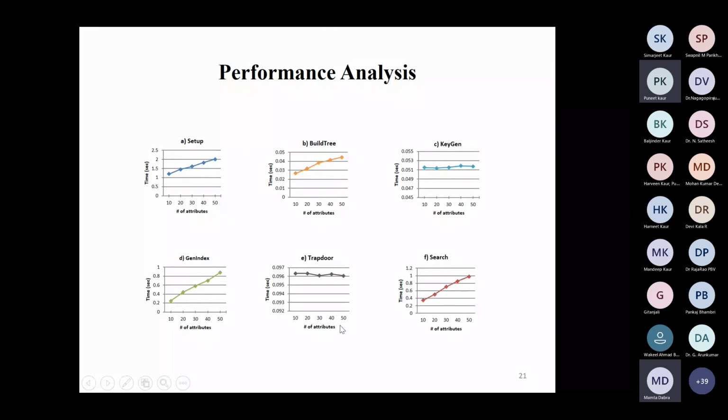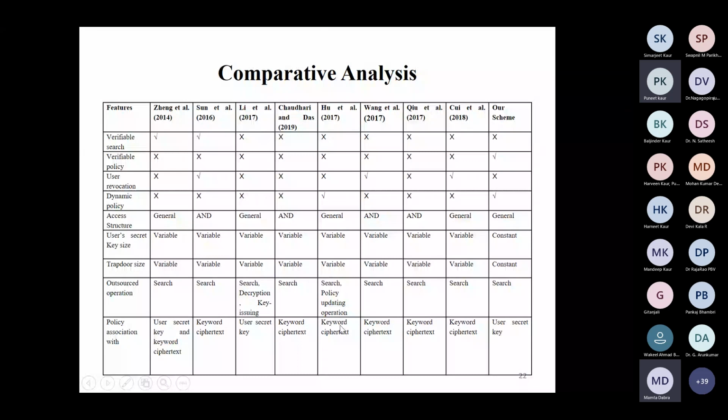And further, these are some of the key highlights of this scheme. It is the general access structure we have used. In several attribute based encryption schemes, sometimes an AND-based access policy is used, where we just have AND between the attributes. But here we allow the general structure, meaning we can have anything between the attributes. It depends upon the threshold value. So it's the general structure that we have used. And here the size of the secret key is constant, and the size of the trapdoor is also constant.